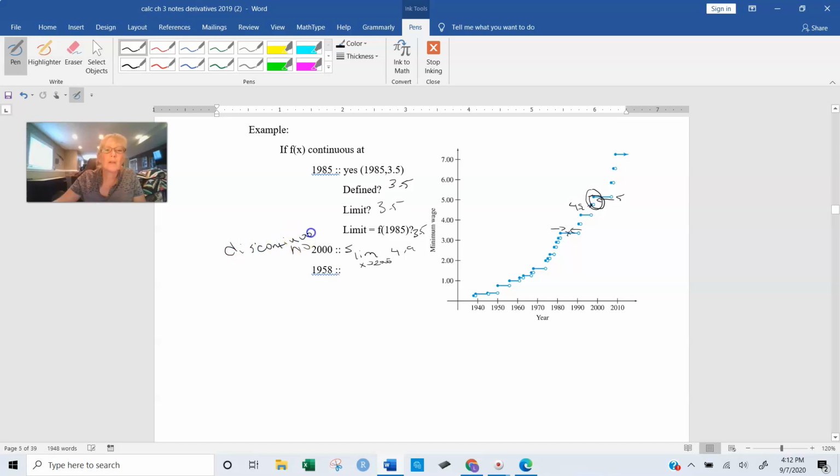Okay, try yours. 1958, so you should have gone here, and you should have seen the same problem. It has a value of 1. It approaches 1 from the right, but from the left, it approaches like 0.9. So this is bad, so this is no. It is discontinuous. Okay, I hope you're getting it.